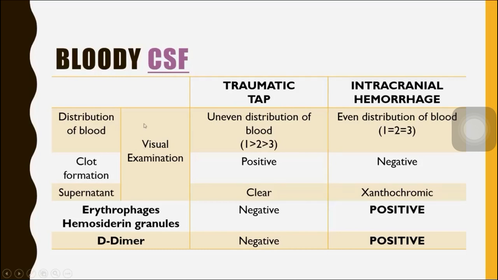So for distribution of blood, in traumatic tap, there is an uneven distribution of blood, meaning yung RBC content from tube 1 is greater than tube 2, greater than tube 3. So yung contents ng RBC is gradually decreasing. Meanwhile, for intracranial hemorrhage, there is an even distribution of blood among all tubes. So there is an equal RBC count among tube 1, tube 2, and tube 3.